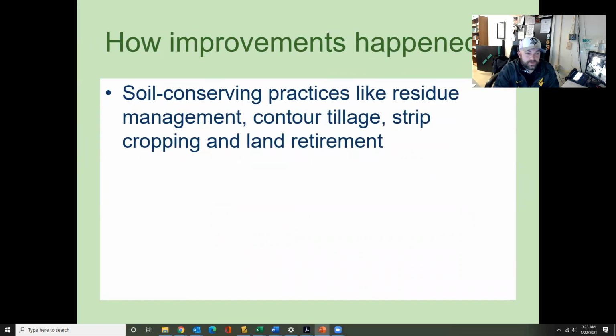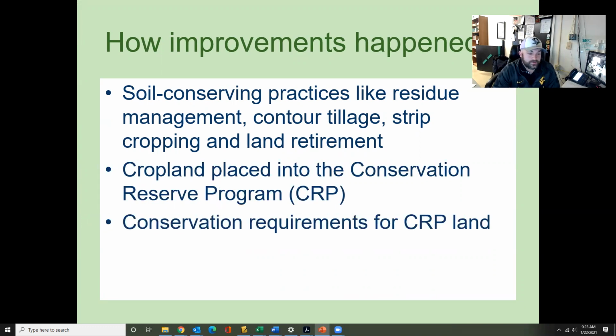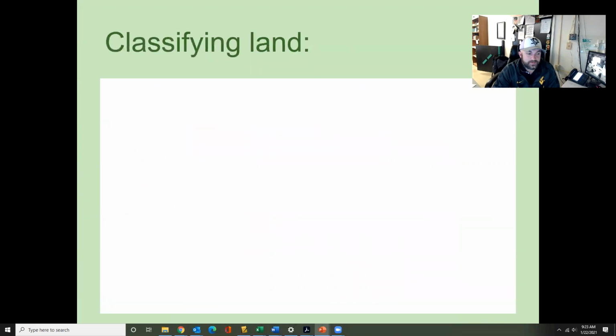So how did improvements happen? Soil conserving practices like residue management, contour tillage, strip cropping, and land retirement. Cropland placed into the Conservation Reserve Program. Conservation requirements for CRP land.